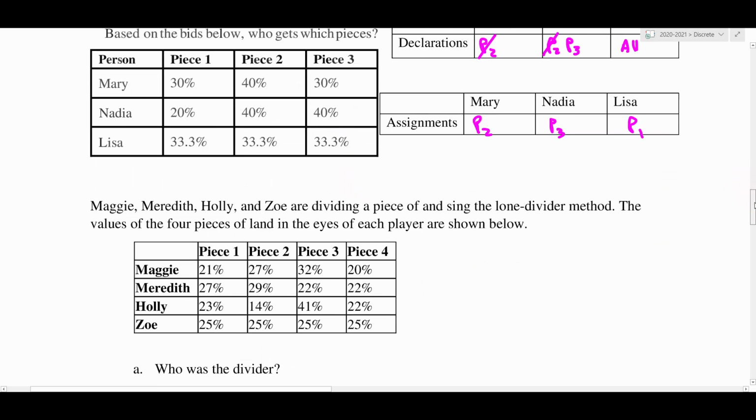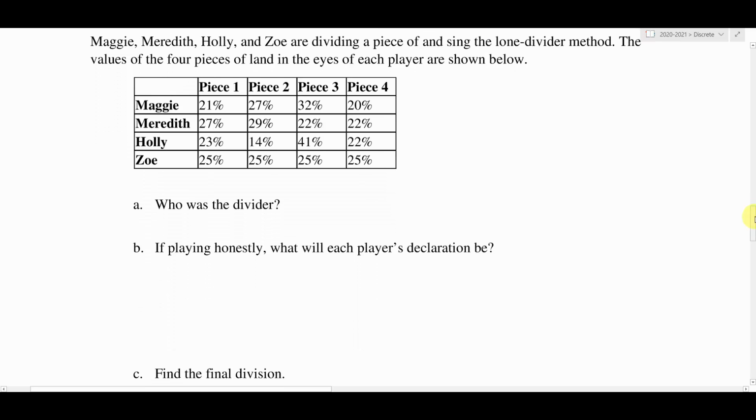All right. Let's go to another one. So we've got Maggie, Meredith, Holly, and Zoe, and they are dividing up a piece of... it doesn't say. I'll have to go back and read the book. Okay, well they're using the lone divider method. Oh, it's a piece of land, here it is. All right, so the value of the 4 pieces of land in the eyes of each player are shown below. So first question is, who was the divider?